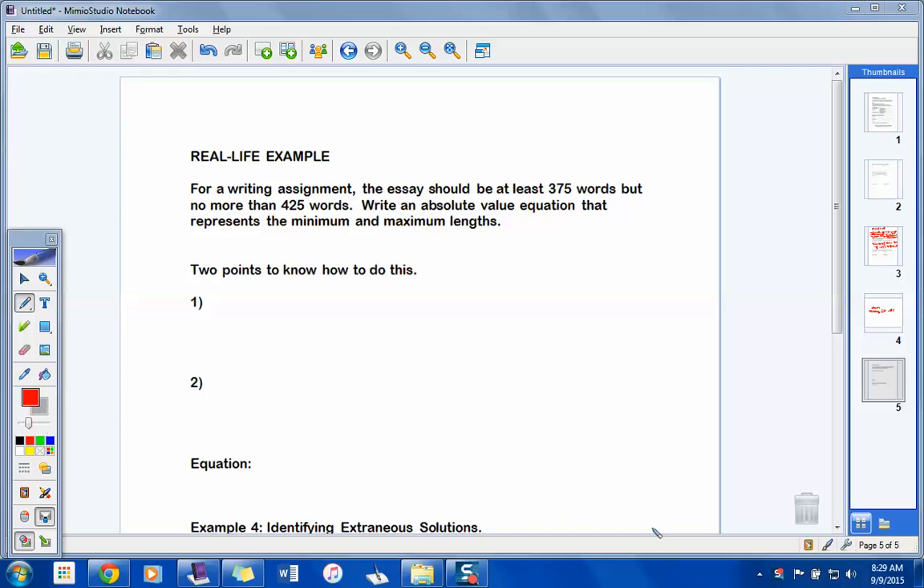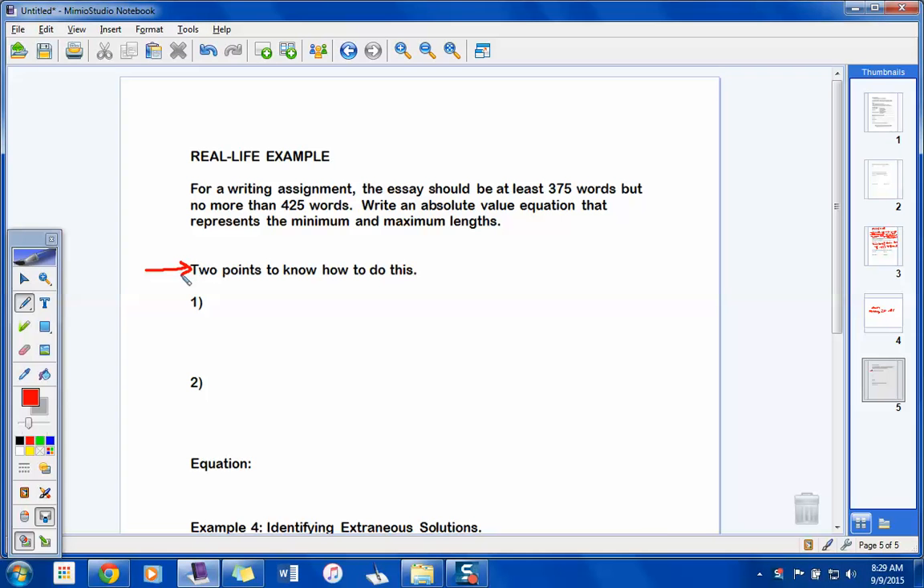of the essay. Okay, right down here I put, there's two things you need to know to do this problem. First of all, you need to know the mean. Okay, you need to know the mean. In other words, the average. All right, so jot that down for now.